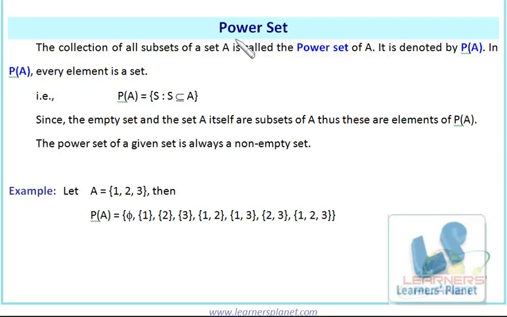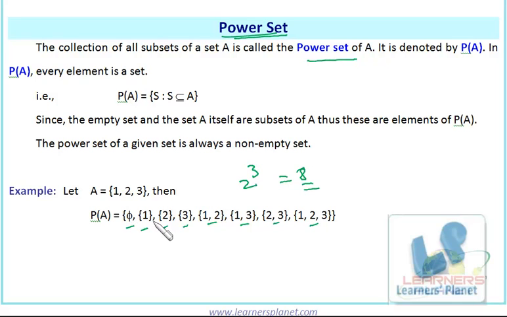Next important thing is power set. The collection of all subsets of a set A is called the power set of A. It is denoted as P(A). Now suppose A is {1, 2, 3}. So how many subsets will be there? That is 2 raised to 3, that's 8 subsets. 1, 2, 3, 4, 5, 6, 7, 8.